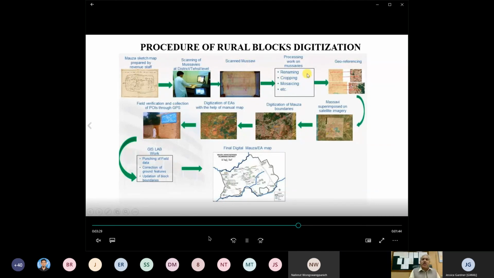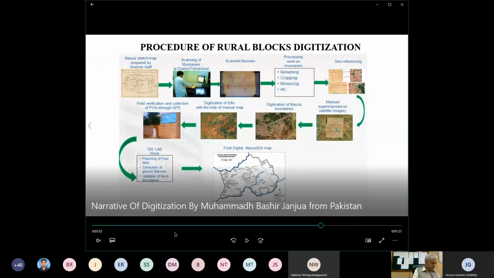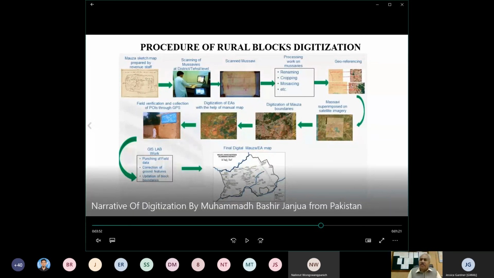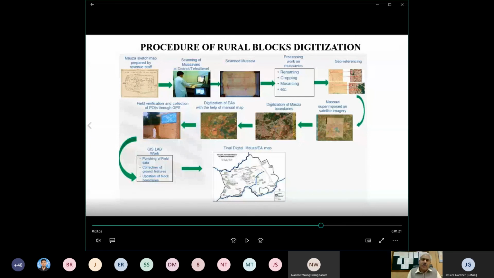Here is the procedure of urban blocks digitization. The steps involved in this process: the first step is procurement of manual maps from the local government. Then demarcation of enumeration areas and supervisory areas on it.